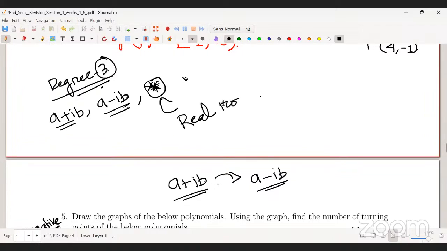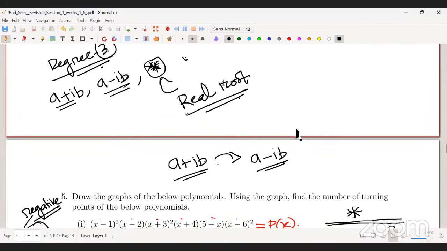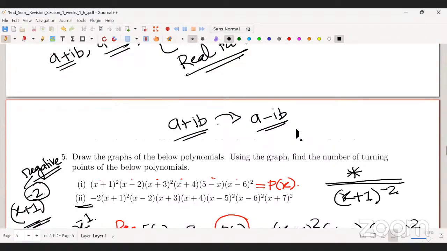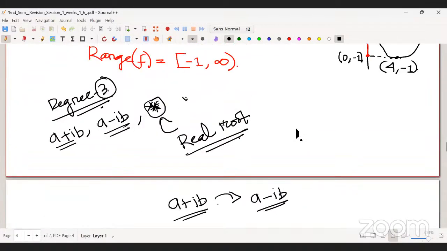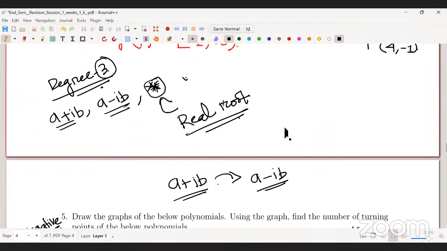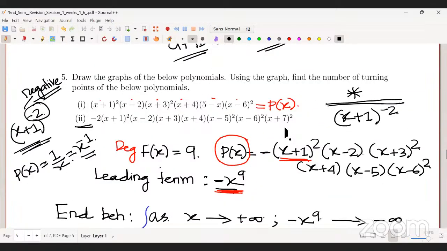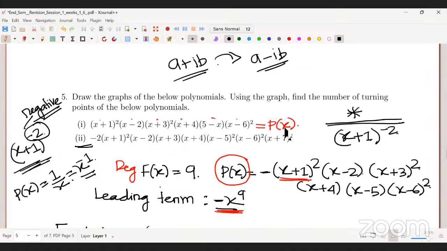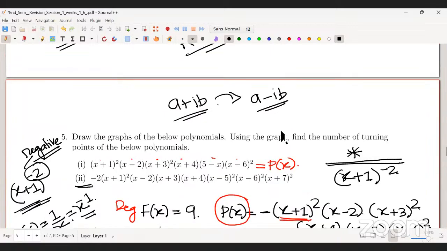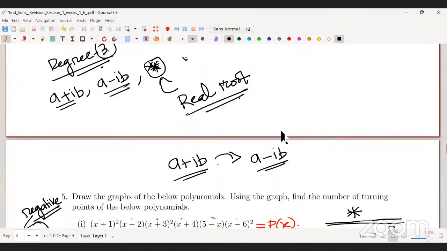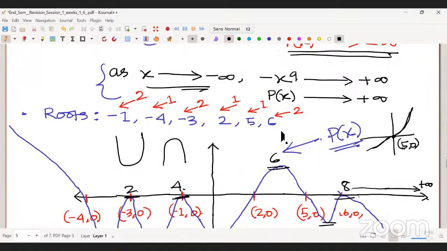Thank you, sir. That is clear now. So that means an odd degree polynomial will have at least one real root. Yes, yes. Thank you. Any other doubt you have? We can proceed, sir. Yeah.